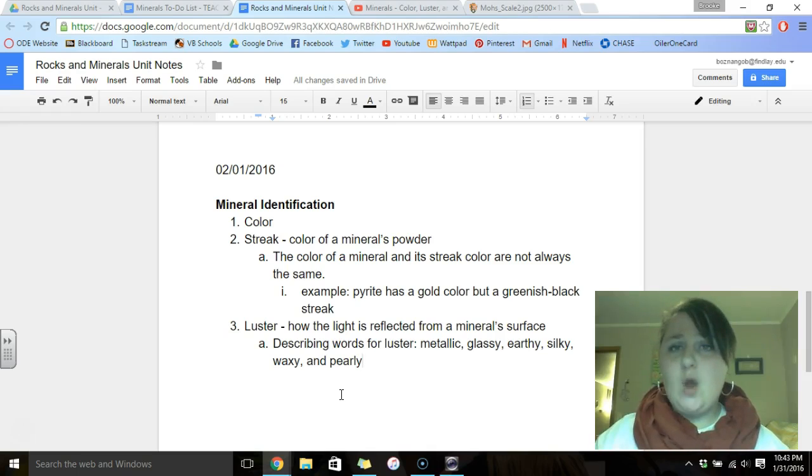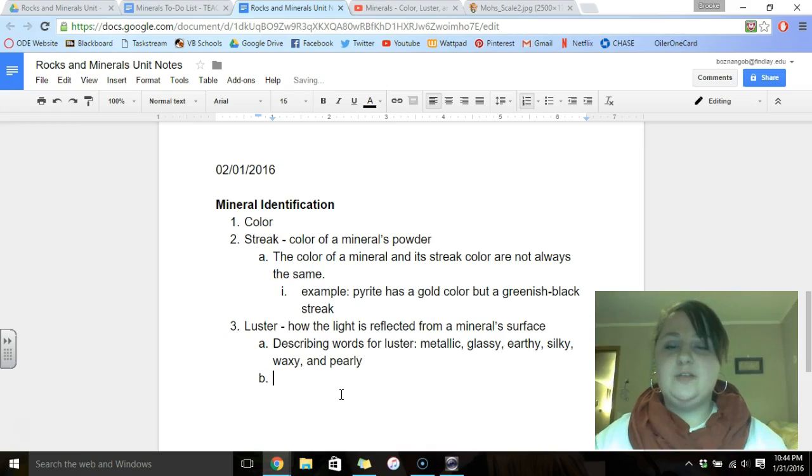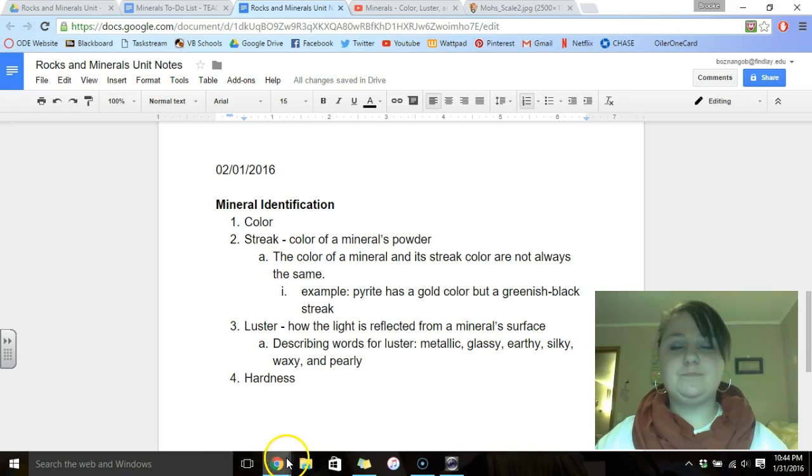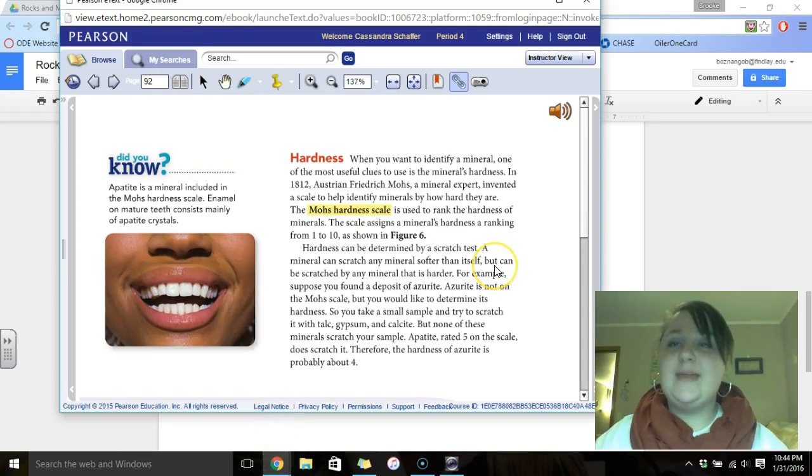So in my notes, I'm not going to put the date down for today. I decided that I don't want to break up my mineral identification section in my notes with a date, so I'm just going to keep going on this in this section here. So today, hardness. So this is on page 92 in the book.